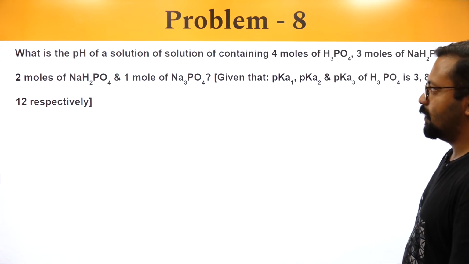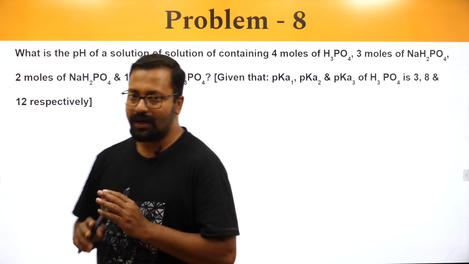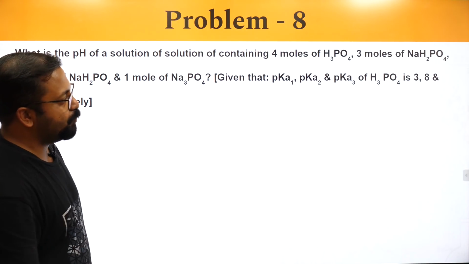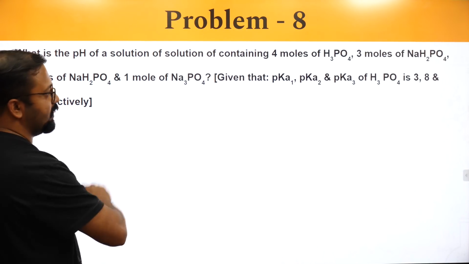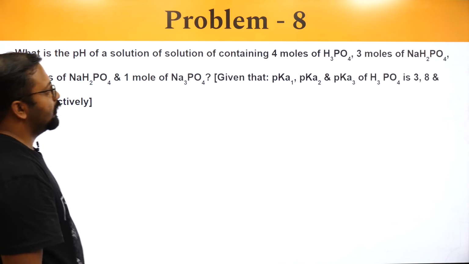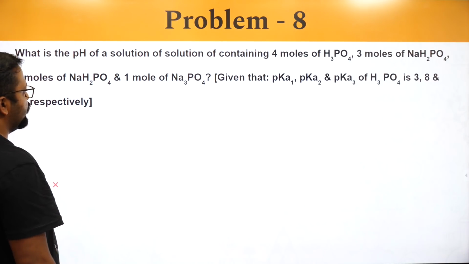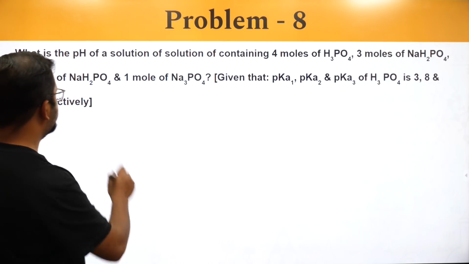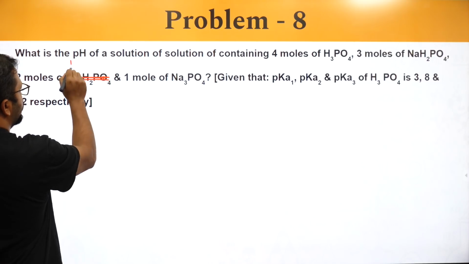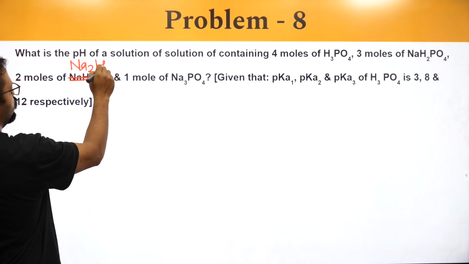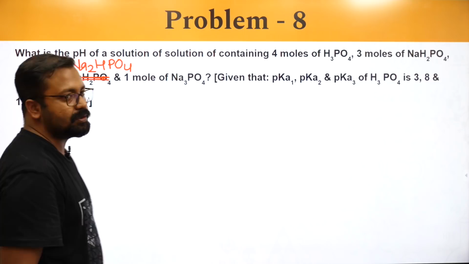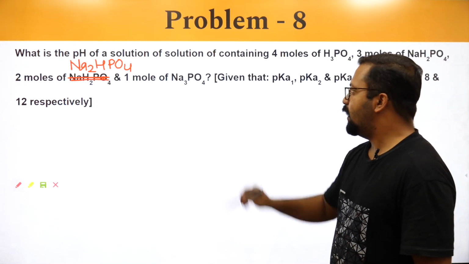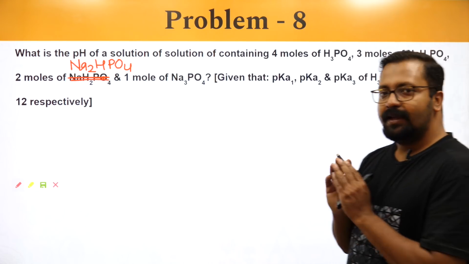Okay, next, what is the pH of the solution for 4 moles of H3PO4, 2 moles of NaH2PO4, 3 moles of NaH2PO4, 2 moles of NaH2PO4, 1 mole of Na3PO4. Sorry, this has to be Na2HPO4. Please make a correction. This has to be Na2HPO4, and 1 mole of Na3PO4.